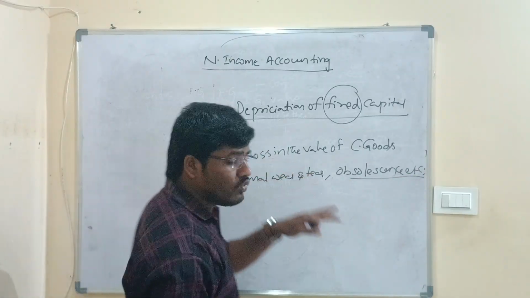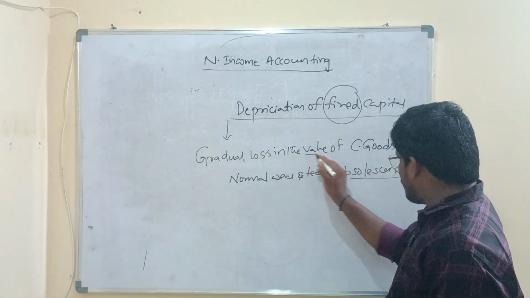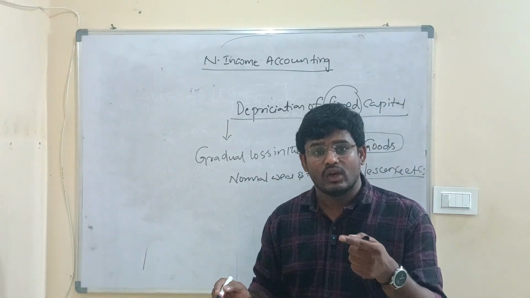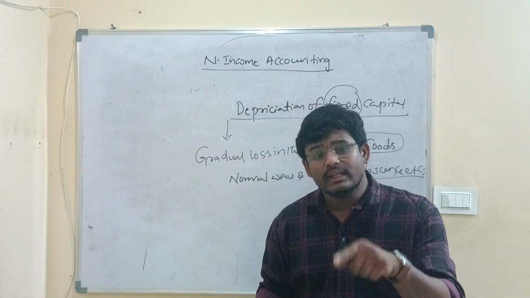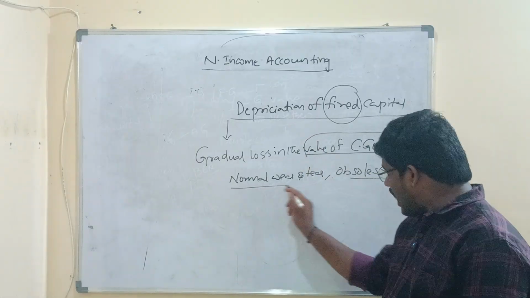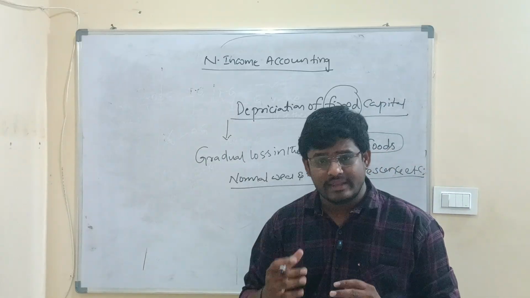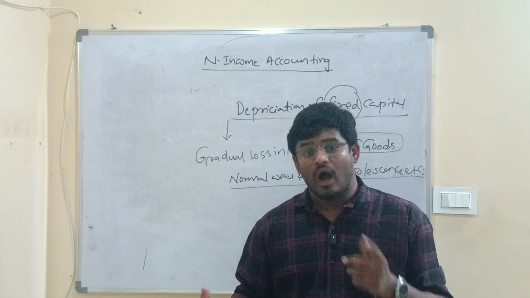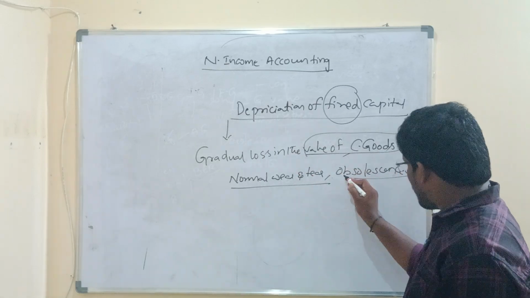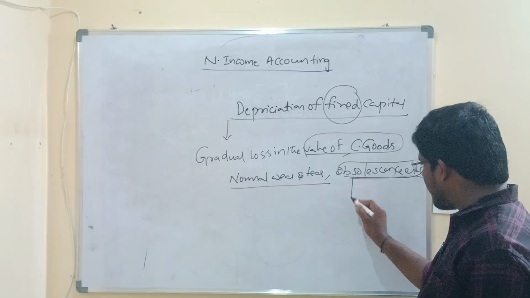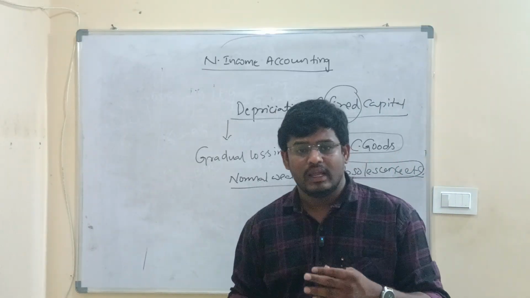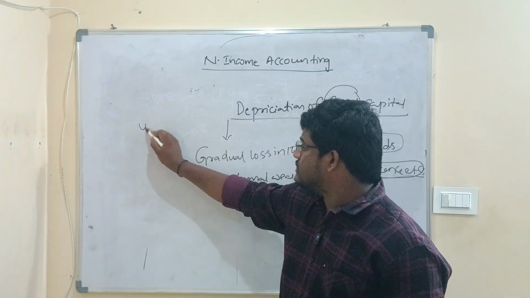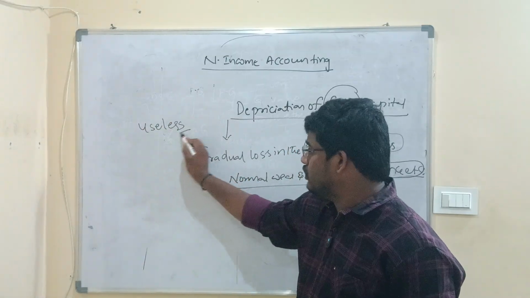So depreciation of fixed capital means the gradual loss in the value of capital goods. The capital good, which is one of the final goods, is losing its value. Why? Due to reasons like normal wear and tear. The same Uber car, the more you use it every day, loses its value. The capital good also loses its value due to reasons like obsolescence. Obsolescence means that over a period of time this capital good becomes useless or no longer useful.